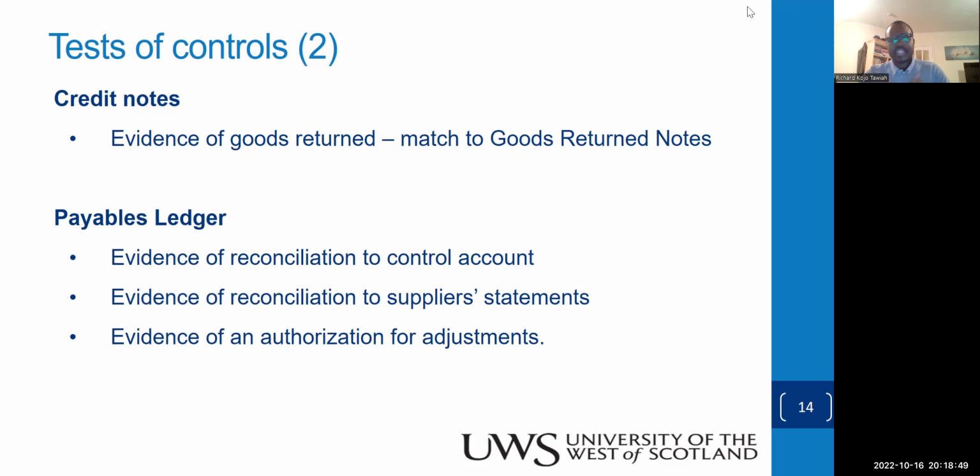Sometimes we purchase items, we don't like it because it's of poor quality or it's not what we wanted. We return it. We expect the supplier to issue us with a credit note to reduce our bill. So check the credit notes. Is there any evidence that we really sent the goods out? So I'm speaking like the client.